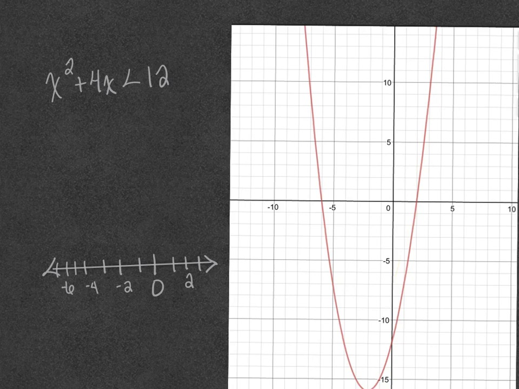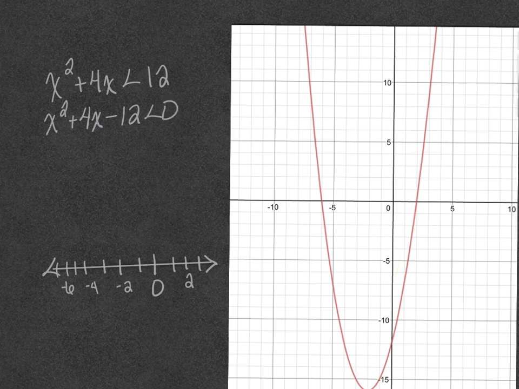So this problem is asking us to solve an inequality that's not linear. It's a polynomial inequality. The problem says x squared plus 4x is less than 12. The first thing we want to do is set this equal to 0. So I'm going to move this 12 to the other side by subtracting 12 from both sides. And when I do that, I get x squared plus 4x minus 12 is less than 0.